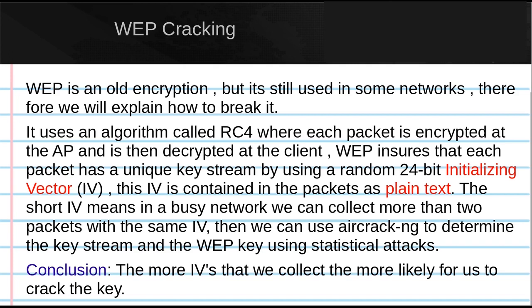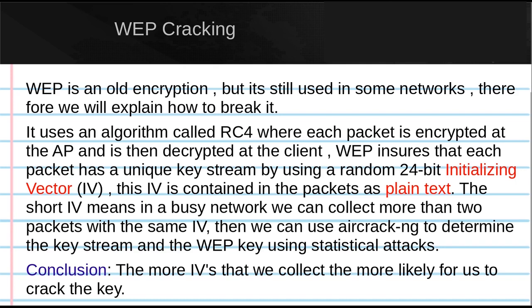So the initialization vector is a 24-bit random key. It's sent into the air in each packet as plain text. In a busy network, we're going to have a very large number of packets. This means that the possibilities of unique IVs will be exhausted, and if we are sniffing all these packets, we will be able to collect two packets that have the same initialization vector.